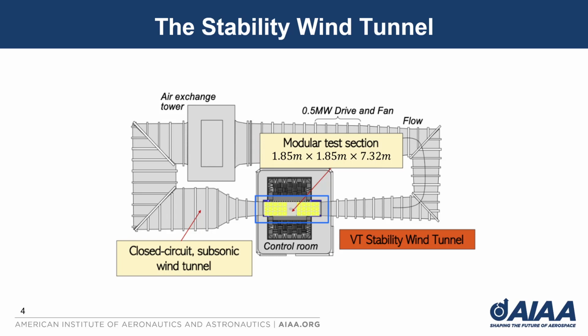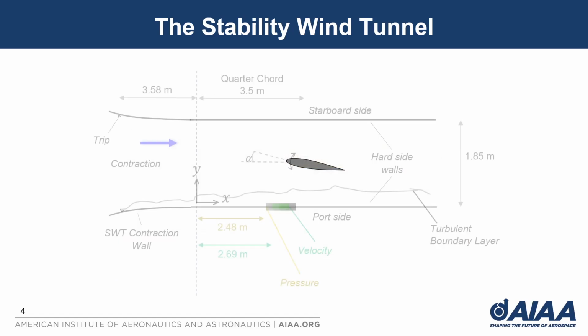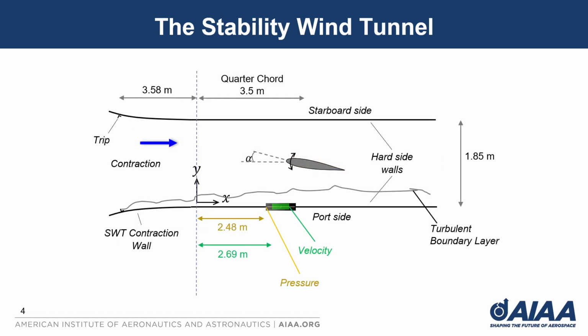To understand the sources of the wall pressure fluctuations and unveil the large structures in the boundary layer, experiments were conducted at the Stability Wind Tunnel in Virginia Tech. This is a closed-circuit subsonic wind tunnel, which has a modular test section with a cross-section of 1.85 by 1.85 meters. This is a schematic of the test section.